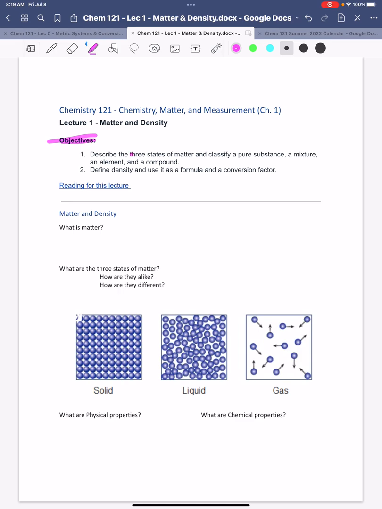We're going to talk about the three states of matter. We're going to classify pure substances, mixtures, elements, and compounds. So just a little vocab for us today. And then we're going to talk about this concept of density. And then we're going to continue that conversation about conversion factors. And so density is a way for us to convert back and forth between mass and volume, but it's also used as a formula. And so this just gives us another opportunity to talk about that dimensional analysis, that conversion of units, and that sort of thing.